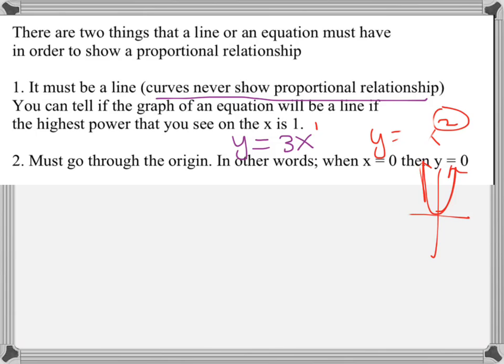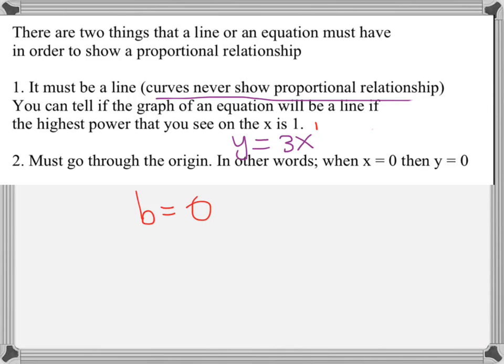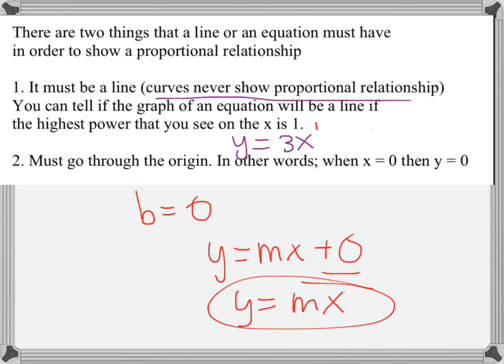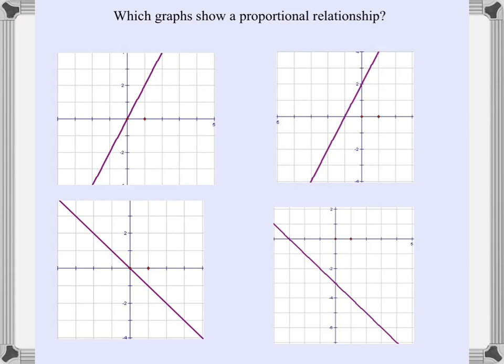Okay, and so it must be a linear equation, and it must go through the origin. So in order to go through the origin, that means that the y-intercept is 0. So the equations are all of the form y is equal to mx plus 0, or, you don't have to write that part, right? So the equations are all of the form y equals mx. So every proportional relationship looks like this equation because it passes through the origin, and the highest exponent you see on the x is 1.